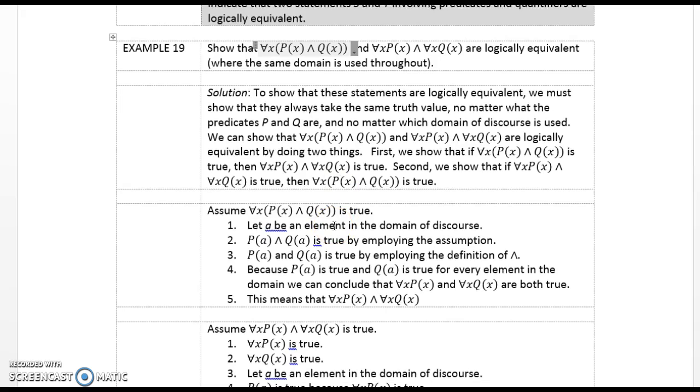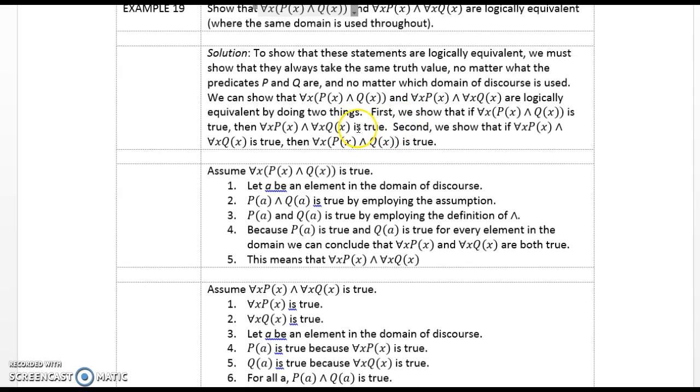Example 19. Show that for all x, the quantity P of x and Q of x, and for all x, P of x, and for all x, Q of x are logically equivalent, where the same domain is used throughout. Solution. To show that these statements are logically equivalent, we must show that they always take the same truth value no matter what the predicates P and Q are, and no matter which domain of discourse is used.